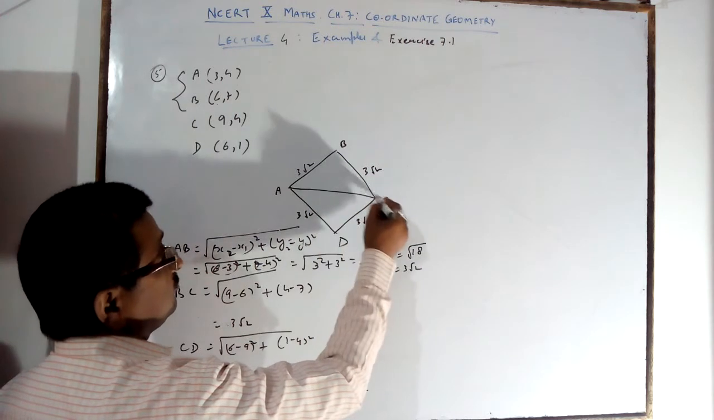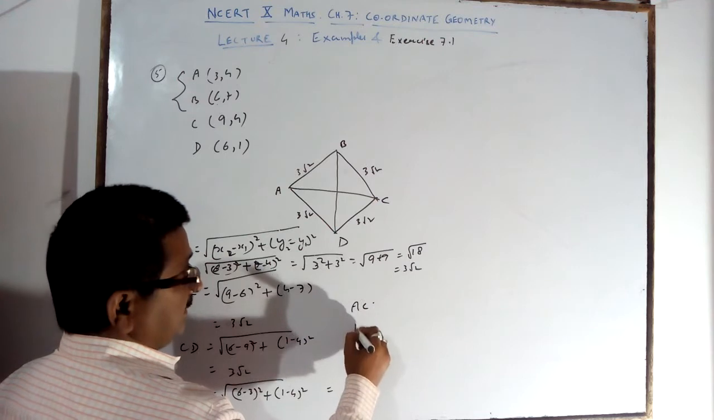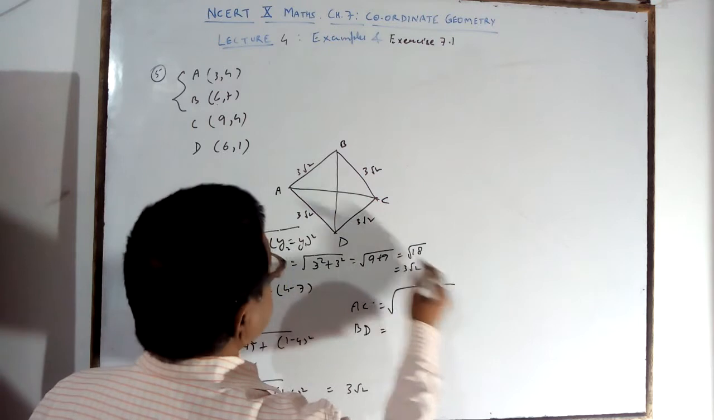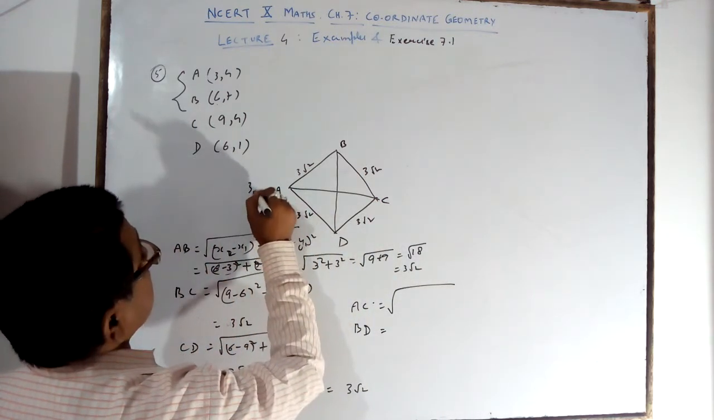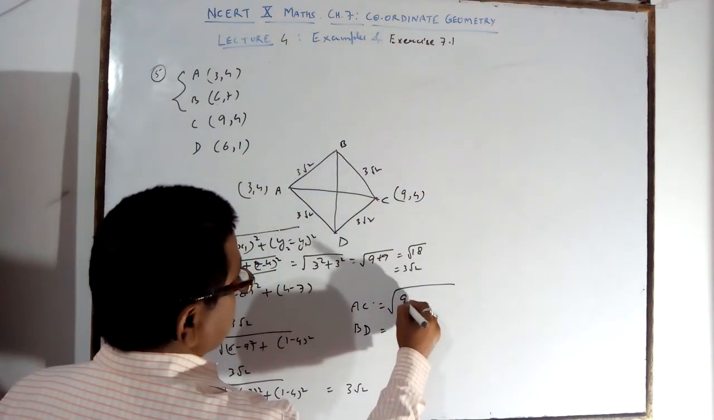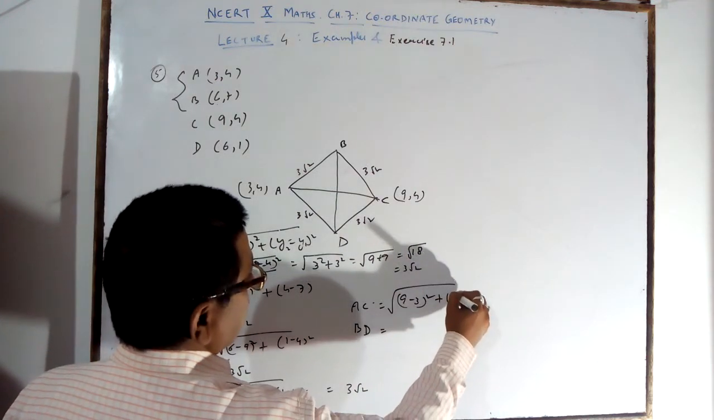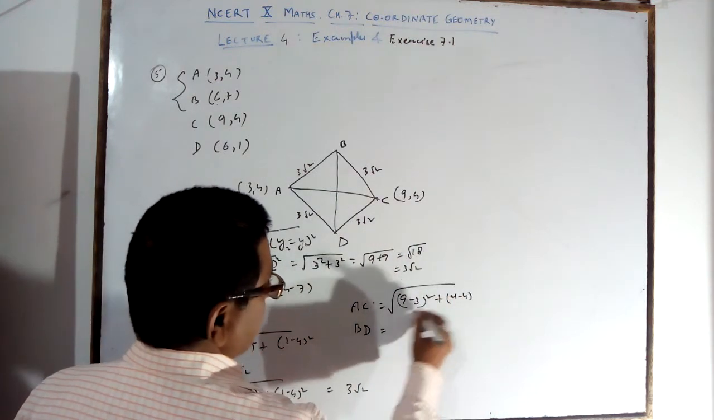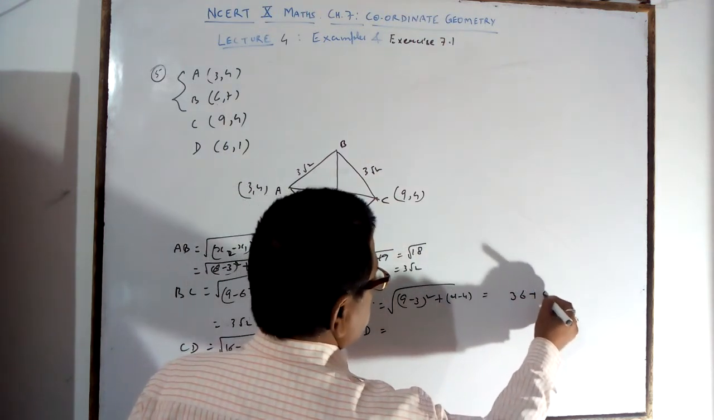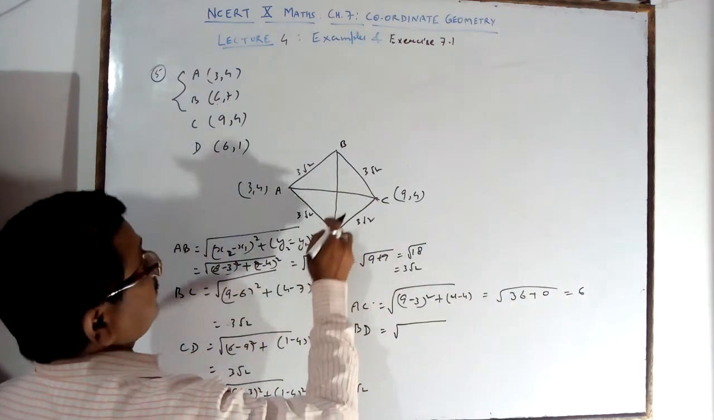What will you do? You find out the diagonals AC and BD. What is AC and what is BD? AC will be: the coordinates are 3, 4 and 9, 4. So 9 minus 3 whole square plus 4 minus 4 whole square, that is Y2 minus Y1. So what are you getting here? 6, 6 square is 36 plus 0. You are getting 6.